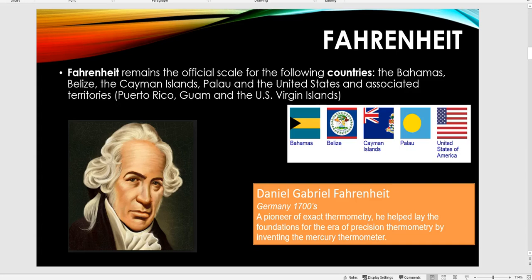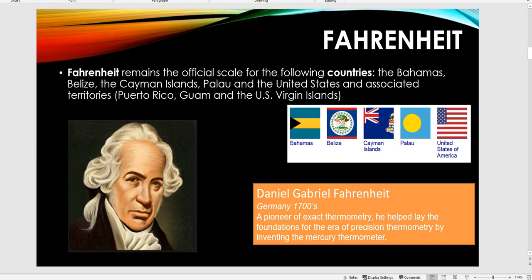Fahrenheit. There was a guy named Fahrenheit. He lived in the Cayman Islands. He was associated with territories Puerto Rico, Guam. His name was Daniel Gabriel Fahrenheit. He was a pioneer of exact thermometry, and he laid the era of precision in thermometry by inventing that mercury thermometer that we're so used to.